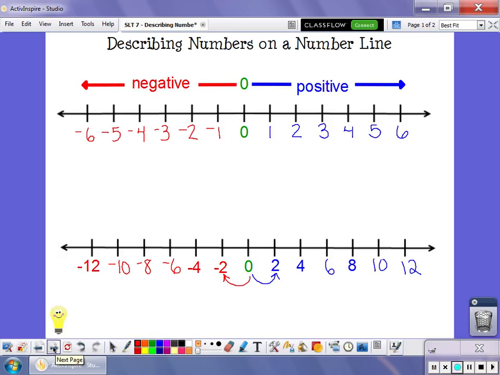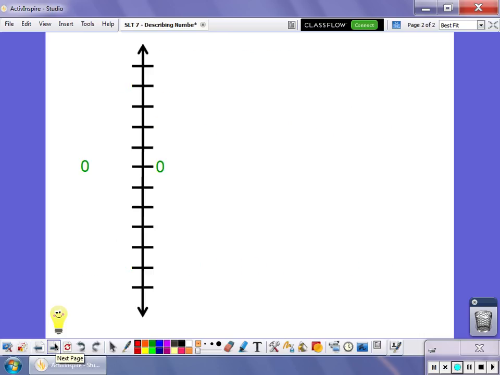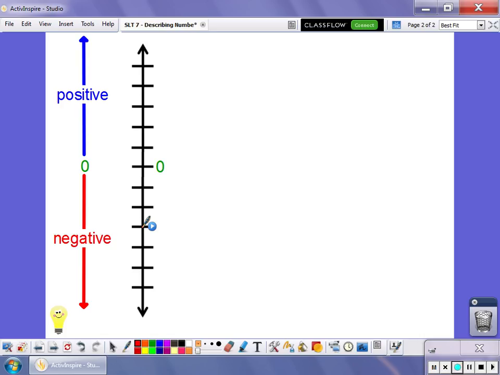Number lines don't always have to go horizontally either. Sometimes you can have what we call a vertical number line. You'll see these a lot with temperatures, thermometers. And again, number lines have a 0. This time, though, the numbers that are above 0 are considered our positive numbers, and our numbers below 0 are our negative numbers. The scales and the interval rules stay the same.